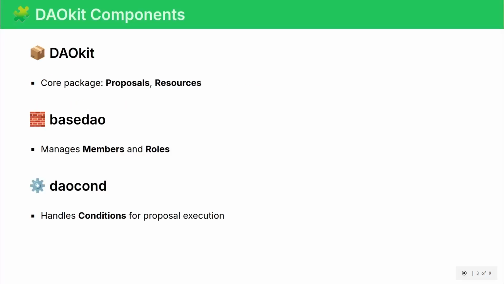DAOkit lets you create this kind of organization, and it's composed of 3 components. DAOkit has its core package, which manages the proposals and the resources, BaseDAO, which manages the members and the roles, and DAOcond, for conditions, which handles conditions for proposal execution.